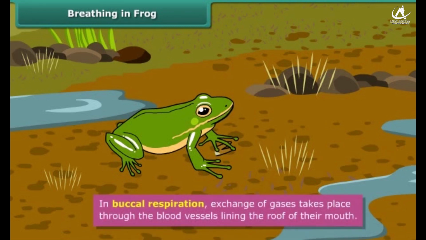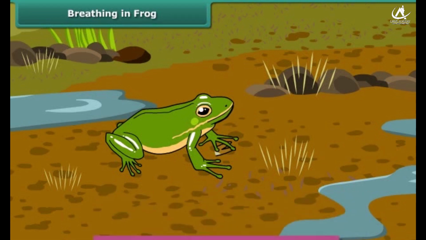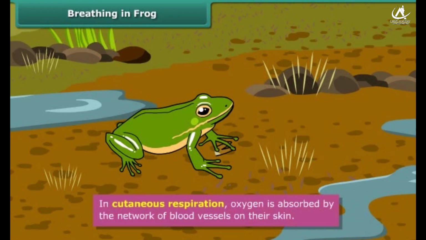In buccal respiration, oxygen is absorbed and the blood vessels that line the roof of their mouth expel carbon dioxide. During this process, the passage to the lungs remains closed. In cutaneous respiration, oxygen is absorbed by the network of blood vessels on their skin. This respiration is effective only if their skin is moist. This technique of respiration is used by frogs on both land and in water.